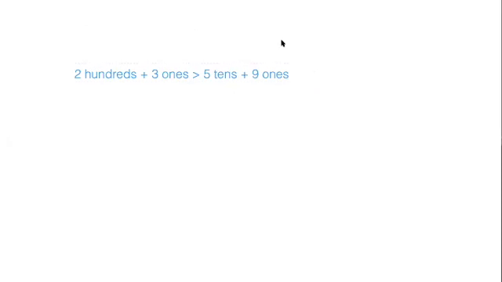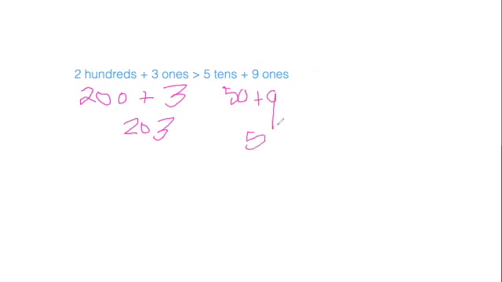One way to solve it could be to just write out your numbers. 200 plus 3 ones equals 203. Okay, and then we learned about tens and ones last week. So 5 tens I know is 50 plus 9 ones equals 59. So then I need to ask myself, is 203 greater than 59?